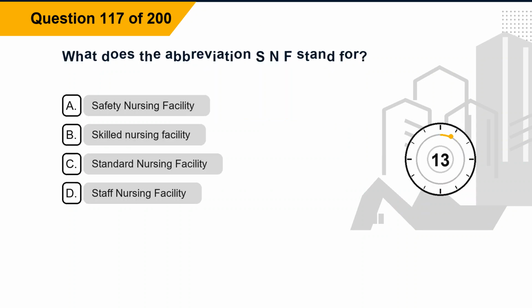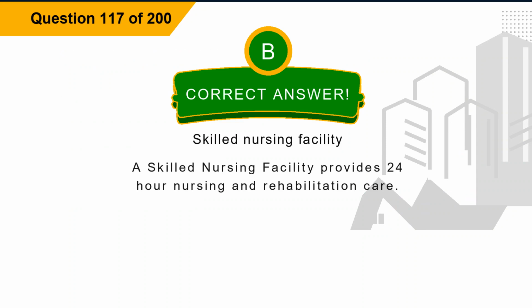Question 117. What does the abbreviation SNF stand for? Option A, safety nursing facility. Option B, skilled nursing facility. Option C, standard nursing facility. Option D, staff nursing facility. The correct answer is option B, skilled nursing facility. Explanation. A skilled nursing facility provides 24-hour nursing and rehabilitation care.